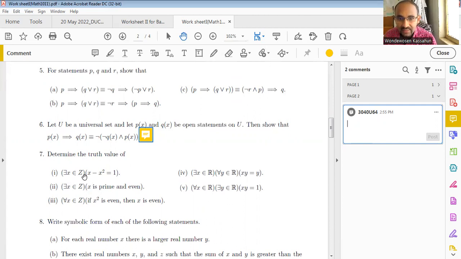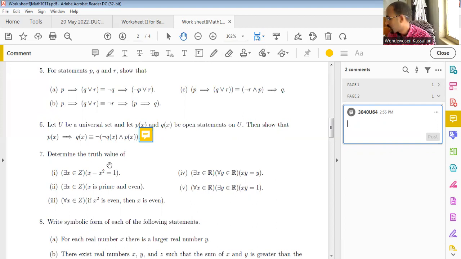So there exists x in Z, the set of integers, such that x minus x squared is equal to 1. So is there an integer satisfying this property? x minus x squared is equal to 1. So this means x times (1 minus x) is equal to 1.